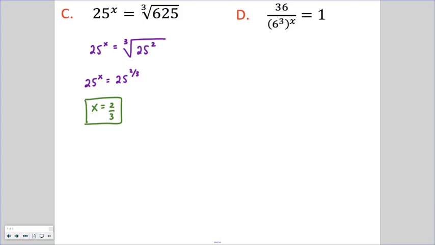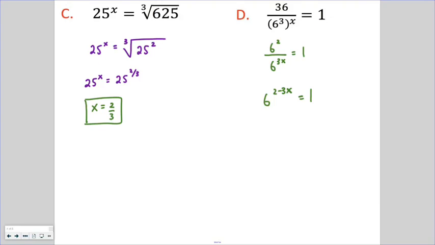Example D, I'm going to write 36 as 6 squared. This is over 6 to the 3x. I'm just going to multiply the 3 and the x together. Now we've got this. There are different ways we could go about doing this. Here's the first way, and this is a little bit harder. First thing I'm going to do is, now I've got bases the same in the numerator and the denominator on the left-hand side. I know that I can combine these now by subtracting the exponents. So the left-hand side becomes 6 to the 2 minus 3x.